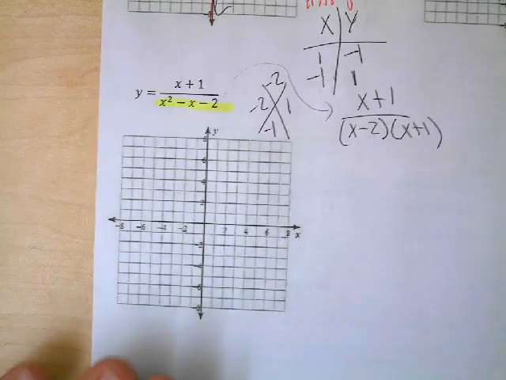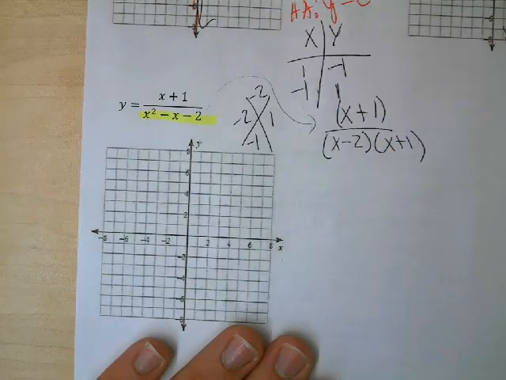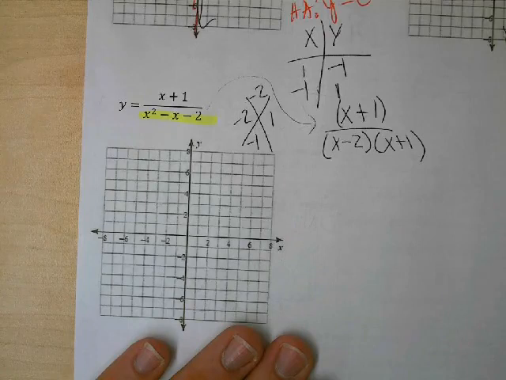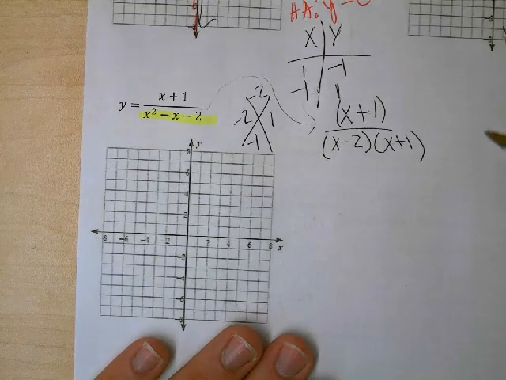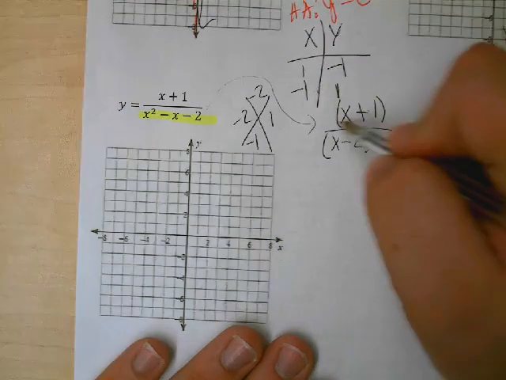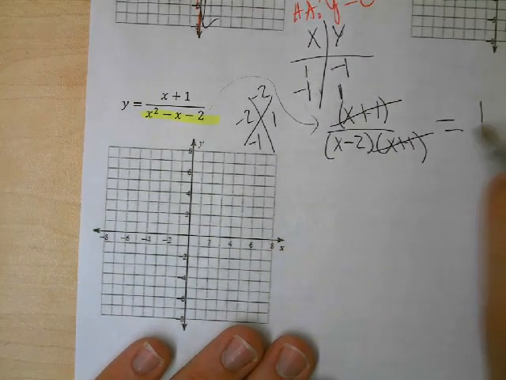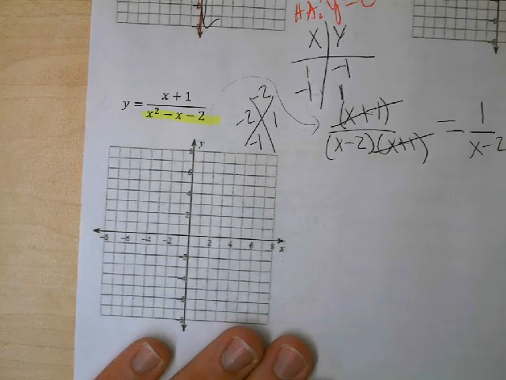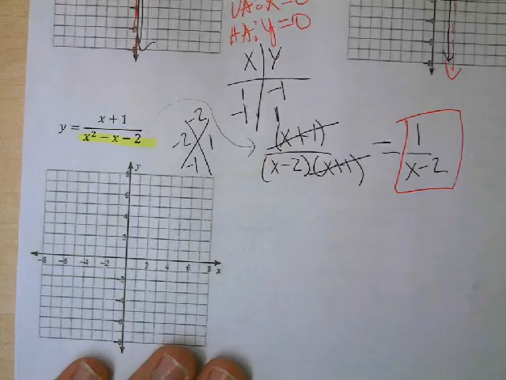So do my numerator and my denominator have something similar in them now? Yeah, they both have an x plus 1, right? So they just cancel out. So I'm really left with 1 over x minus 2. This is the graph I'm going to be working with right now.